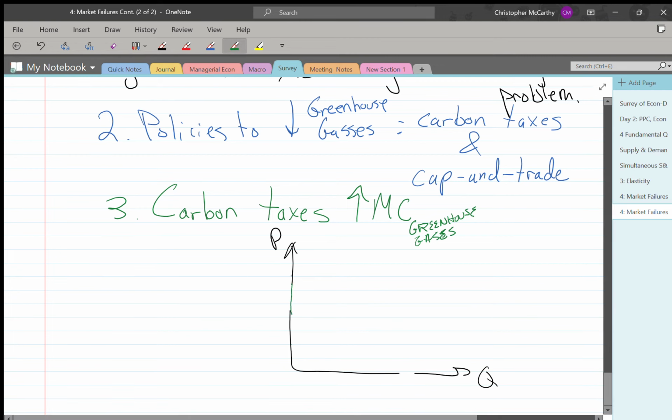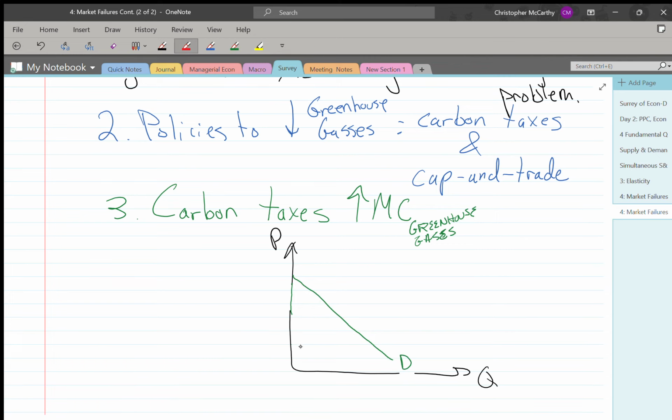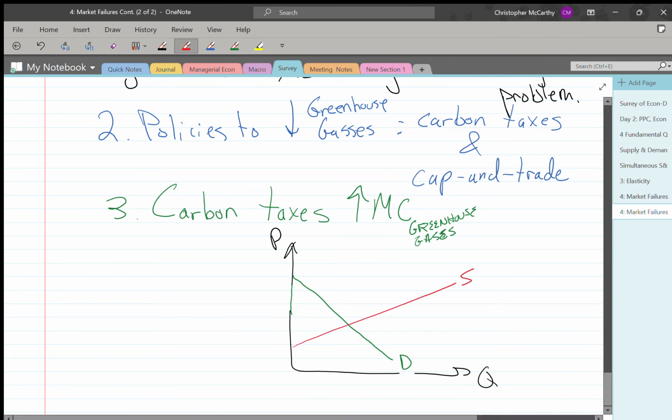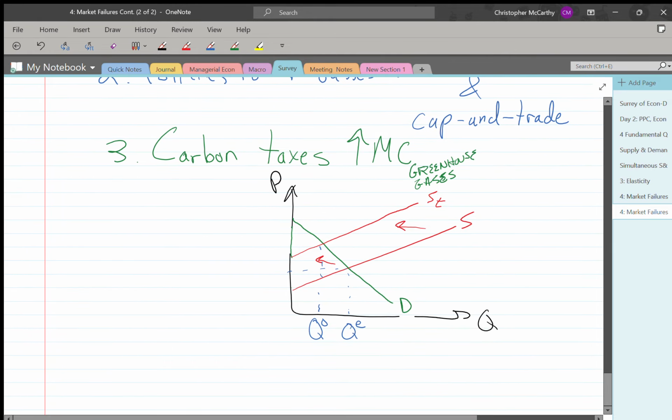So demand is downward sloping. Supply is upward sloping. And we're going to have a shift to the left of supply, or a shift inward. And that's going to result in, we go from QE to QO. Anytime there's an increase in any kind of cost, that's going to cause the supply to shift leftwards.